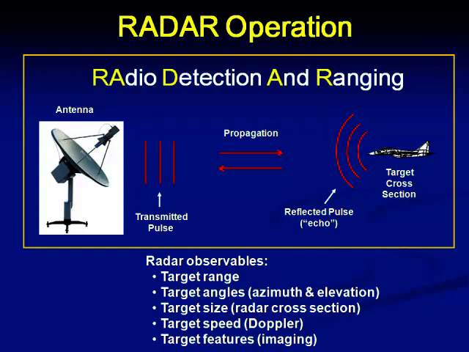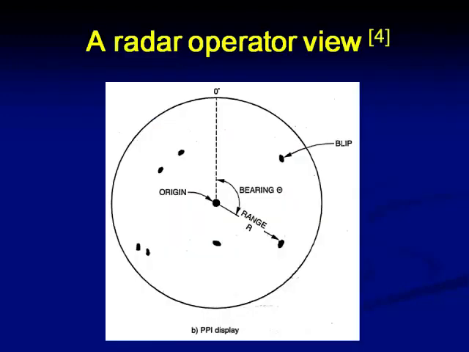In this, we have different terms, that is the target range, target angles, target size, speed, and other features that will modify the final results to a certain extent. The data that is processed will be displayed on a scope as shown. From this we can get the information on the distance, that is range, the azimuth angle, that is the angle from the true north of the target, and also the elevation.